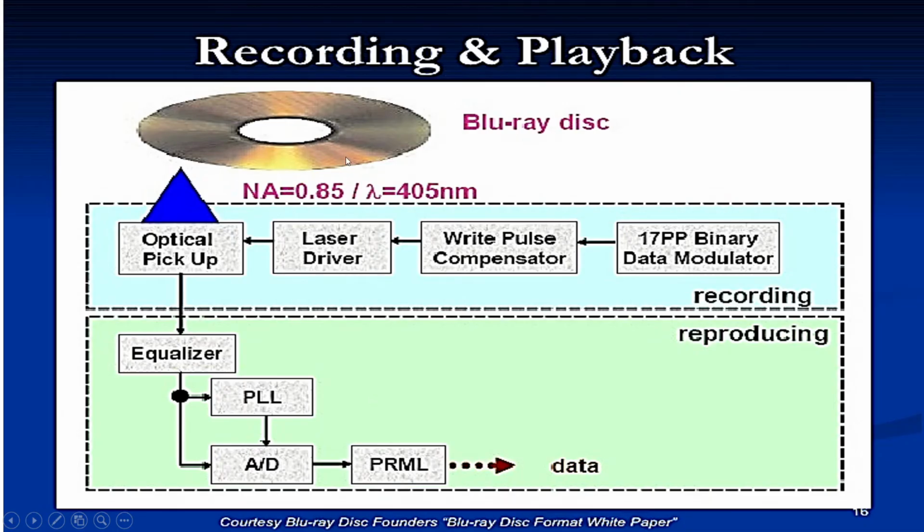So you can see here the recording and the playback. As we are using the Blu-ray disc, both the recording and the reproduction are given over here. Here is the binary data modulator, so your signal will be converted into binary. Here is the write pulse compensator, then it is given to the laser drive and the optical pickup, and the data will be recorded on the Blu-ray disc. While reproducing, you have an equalizer, a phase lock loop, an analog to digital conversion, and then digital to analog, and then you are reproducing the data.